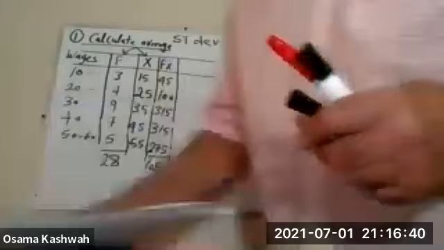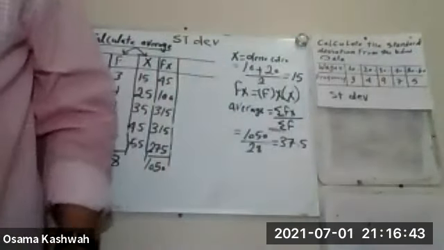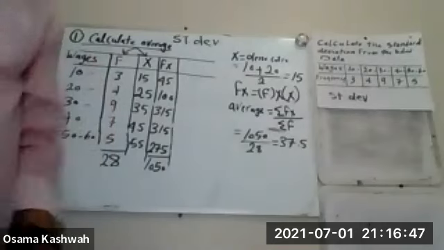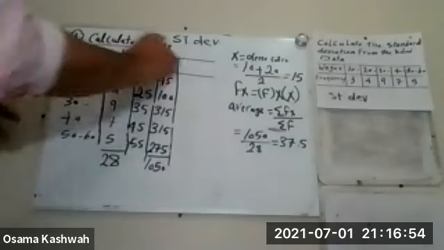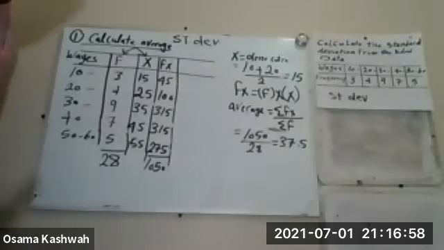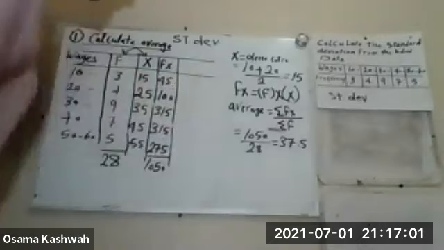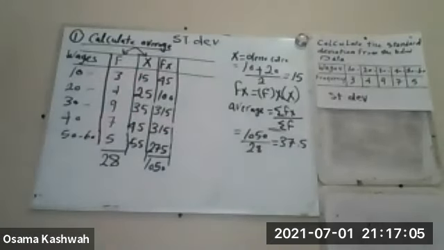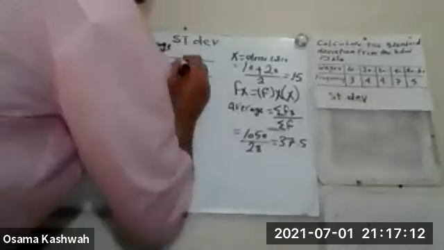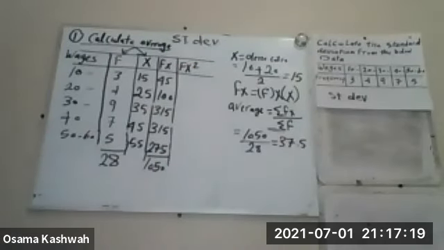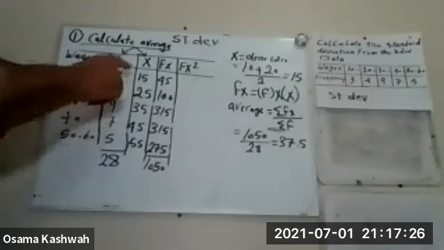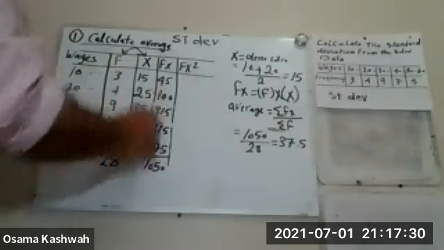We'll move now to the second part. What we want to do today is calculate Fx squared. We are done for the average. We will do one more column, only one more column, to calculate the standard deviation. We'll call this column Fx squared. What is the meaning of Fx squared? I will multiply column X by column Fx.